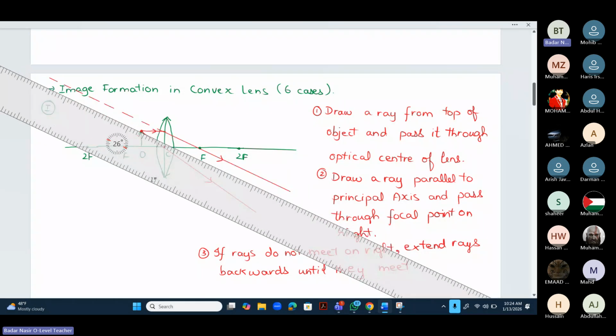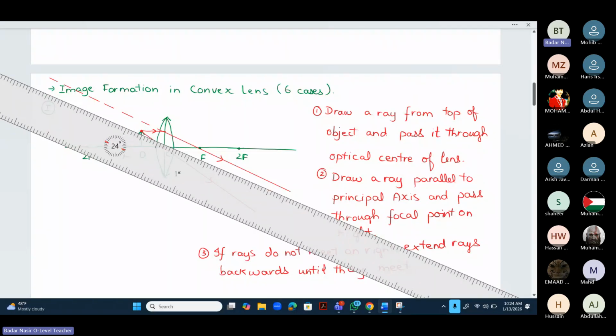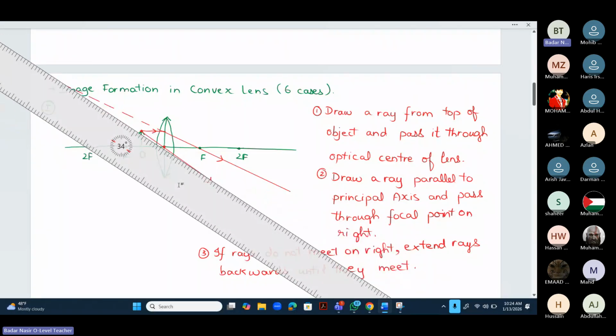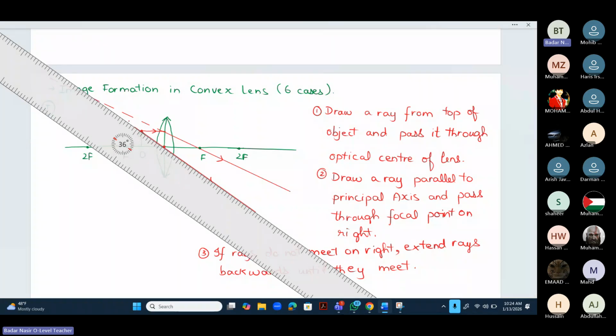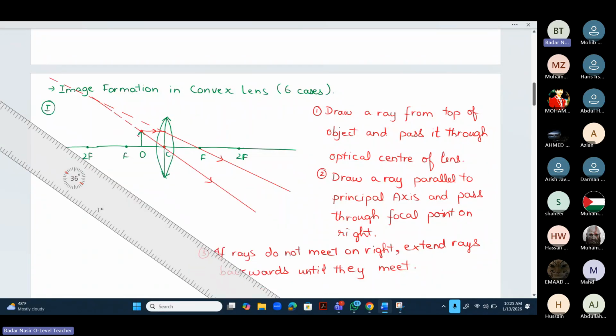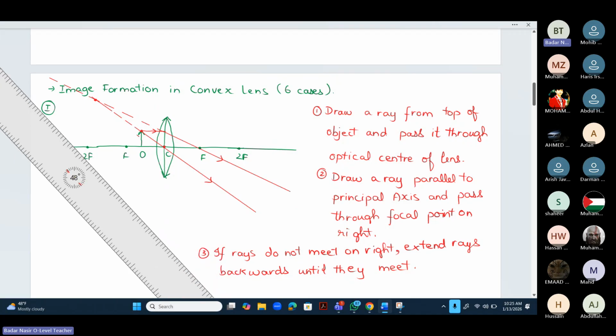Okay, now let's just extend the other ray as well. Now extending, अब आप देख रहे हो सेम रेस को आपने बैकवर्ड एक्सटेंड कर देना है such that they just meet at one point. So the point where they intersect is actually your image point.